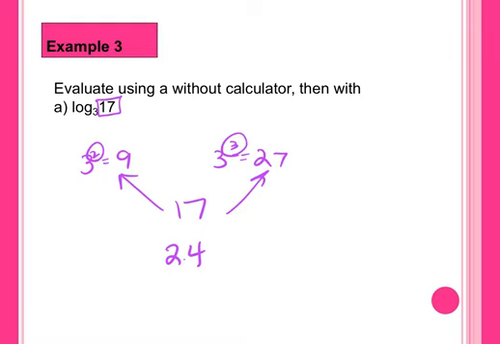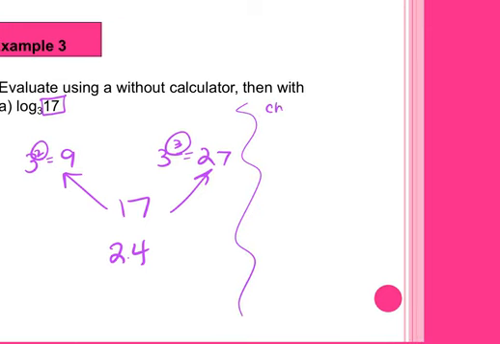So you're finding what two powers it would fall between and then approximate. And they could ask you that without a calculator, so you need to know how to do that. Then it will ask you, do it with a calculator. And there are two ways to do this. One is called change of base.